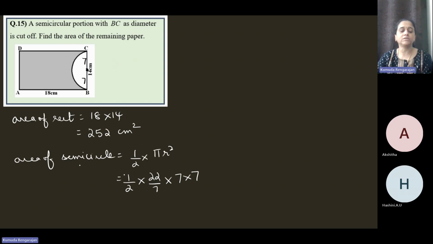So area of semicircle is equal to half into pi r square. Pi r square is for a circle, half into pi r square for a semicircle. So half into 22/7 into 7, because diameter is 14, so 7 is the radius. 11 times 7, 77 centimeters square.